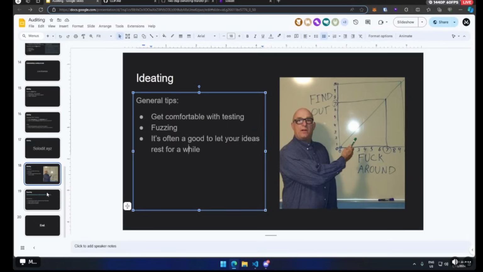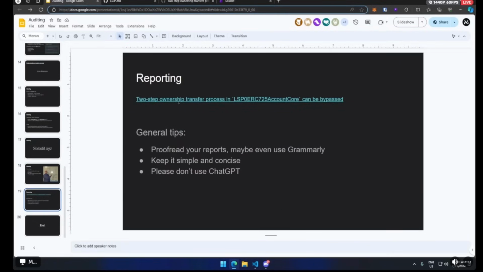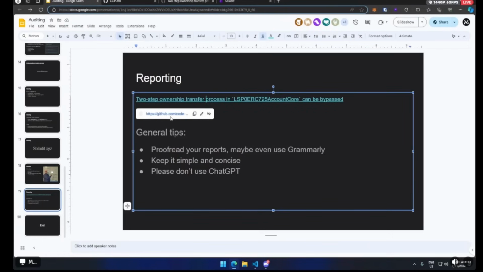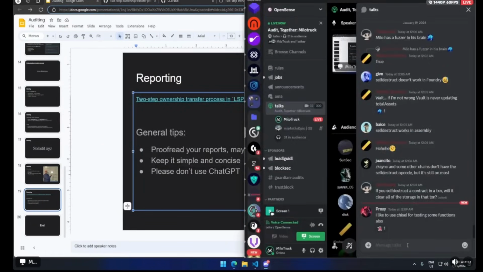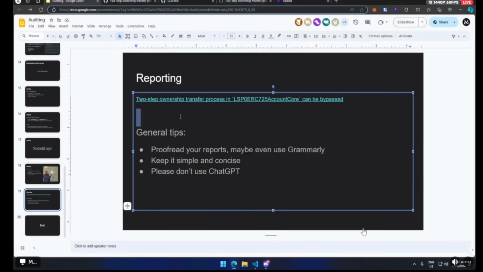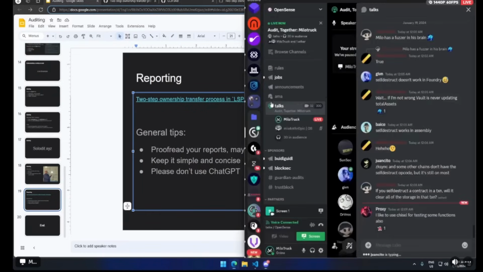Yeah, these are my tips. Reporting, honestly, I don't feel like going through this, but maybe you can take a vote in chat whether you want me to go through the reporting part. I'm pretty sure everybody wants it. I mean, this is basically just how to write a good report, which is not very interesting, honestly.